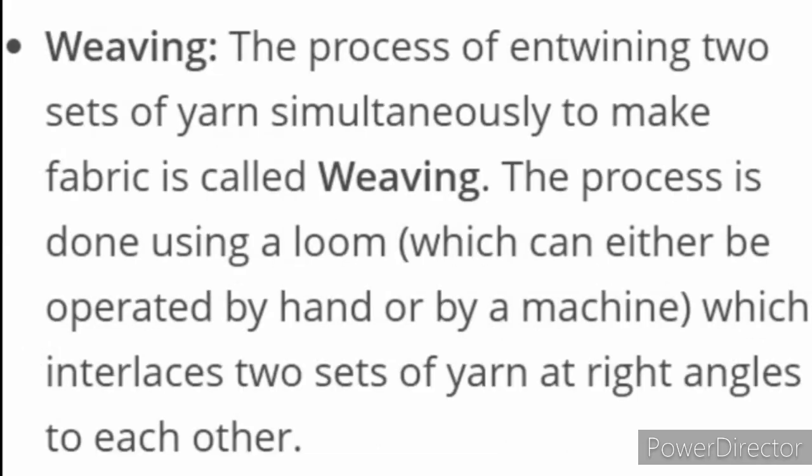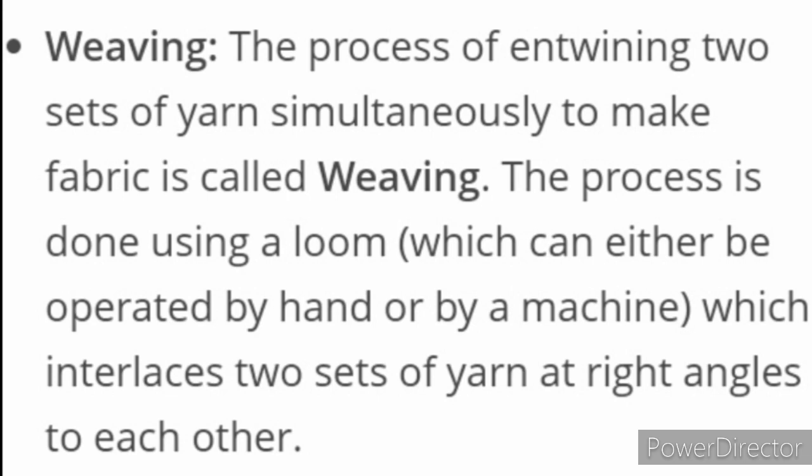First method for making fabric from yarn is weaving. The process of entwining two sets of yarn simultaneously to make fabric is called weaving. The process is done using a loom, which can either be operated by hand or by a machine, which interlaces two sets of yarn at right angles to each other.